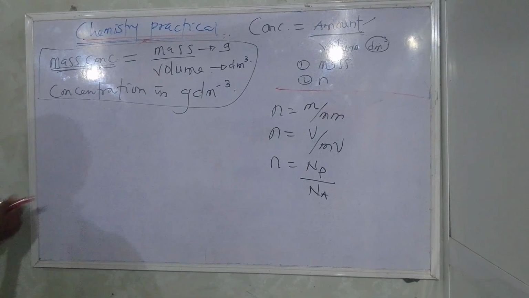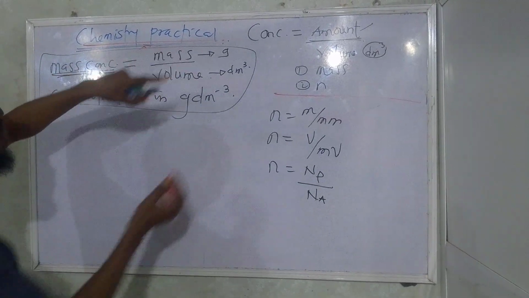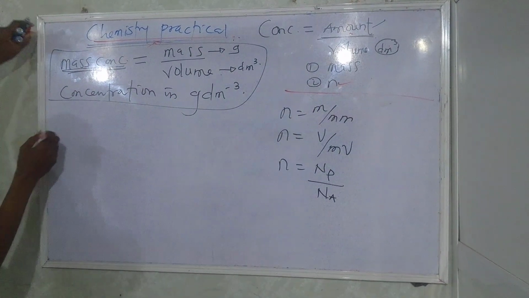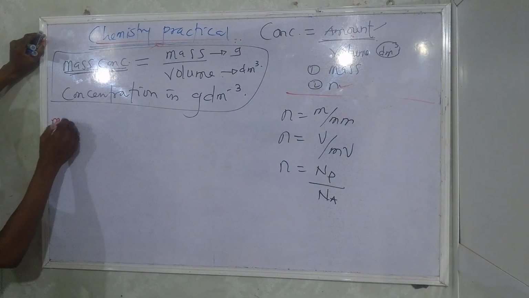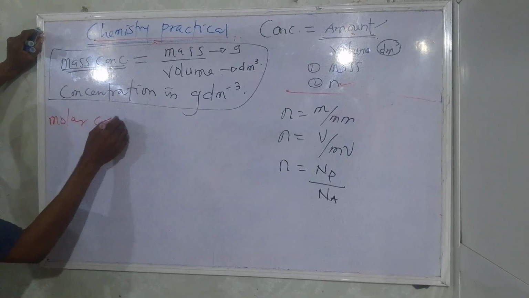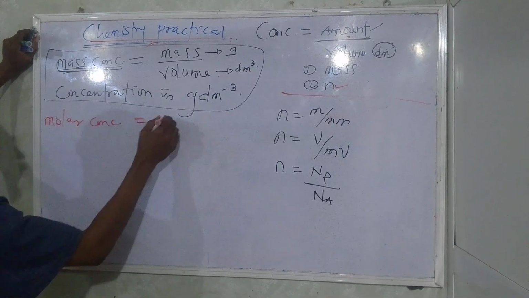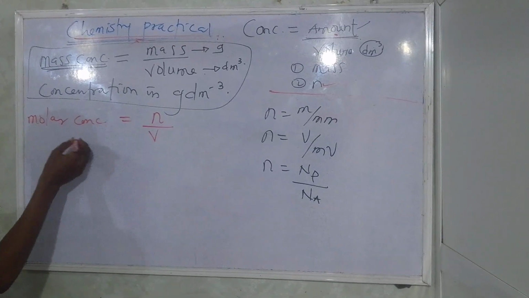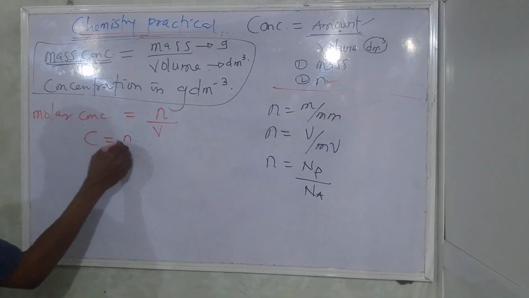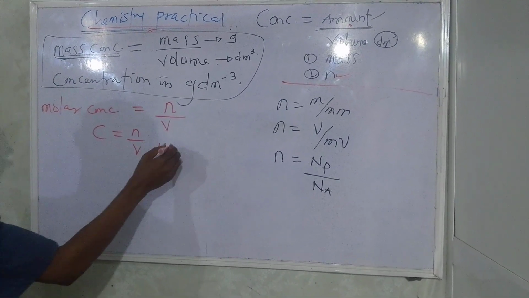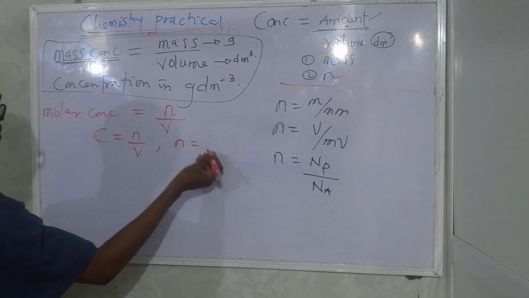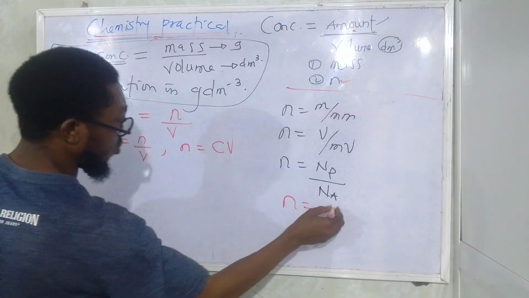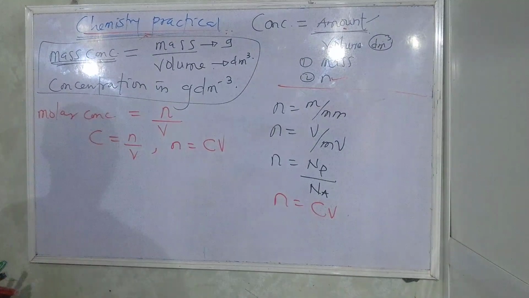Again, the second concentration that we have is if our amount is not mass, but rather number of mole. So I am going to use the word molar concentration for that one. That's going to be equal to number of mole over volume. So if C equals number of mole over volume, then number of mole equals concentration times volume, CV.